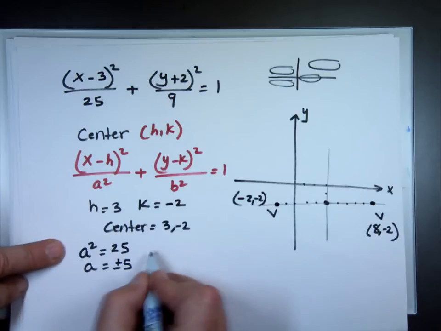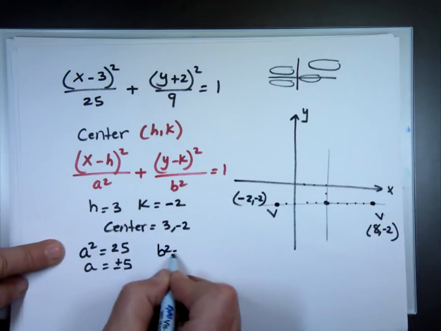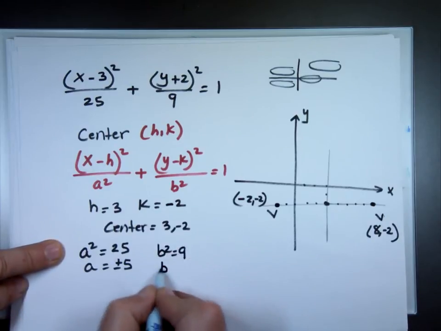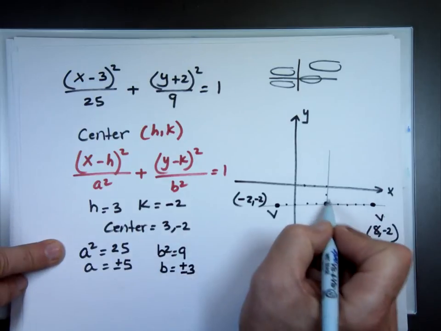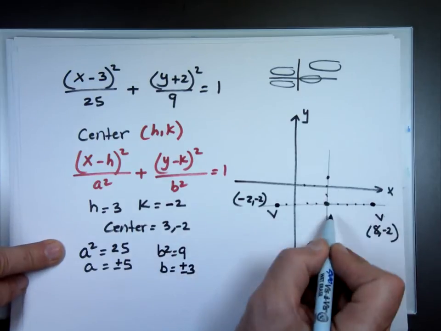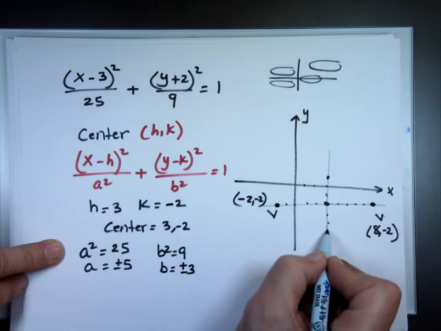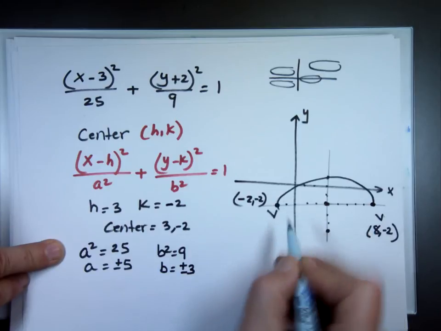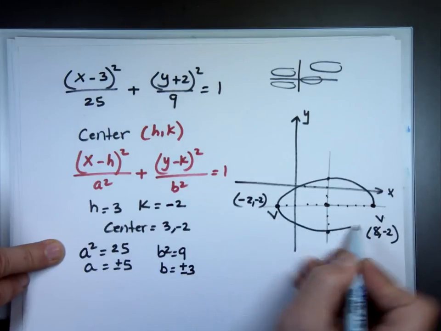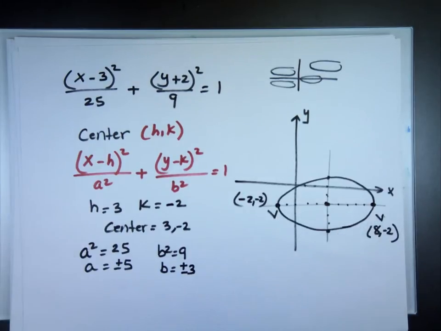The y value, b squared equals what? 9. What's b equal to? Plus or minus 3. Go 3 up, 1, 2, 3. Go 3 down, 1, 2, 3. And this is the graph I'm looking for. That's the graph, the ellipse that fits that equation.